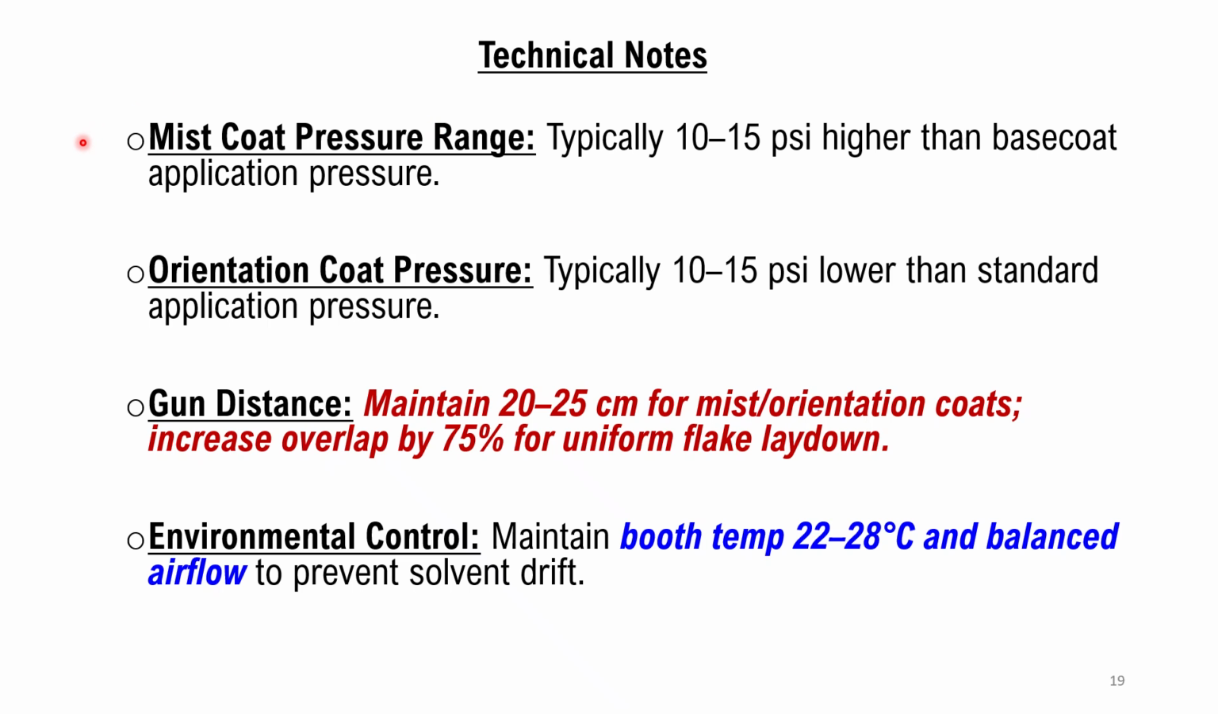Some technical notes. Mist coat pressure range is typically 10 to 15 pounds per square inch, that is higher than base coat application pressure. Orientation coat pressure ranges from 10 to 15 psi, lower than the standard application pressure. Gun distance, maintain 20 to 25 centimeters for mist and orientation coats. Increase overlap by 75% for uniform flake laydown. As regards environmental control, maintain booth temperature 22 to 28 degrees centigrade and balanced airflow to prevent solvent drift.